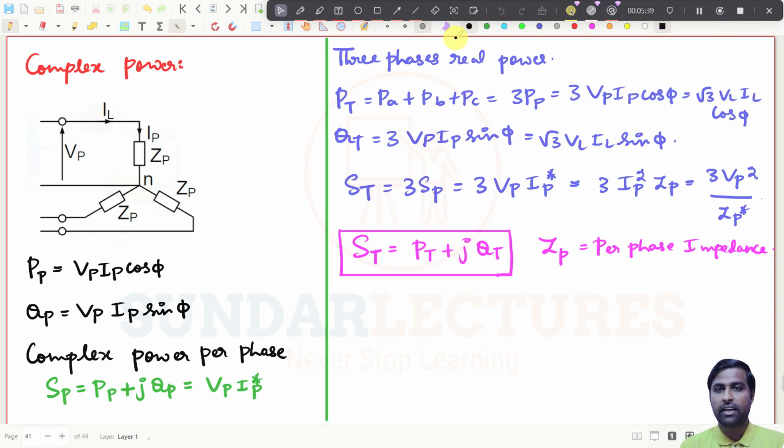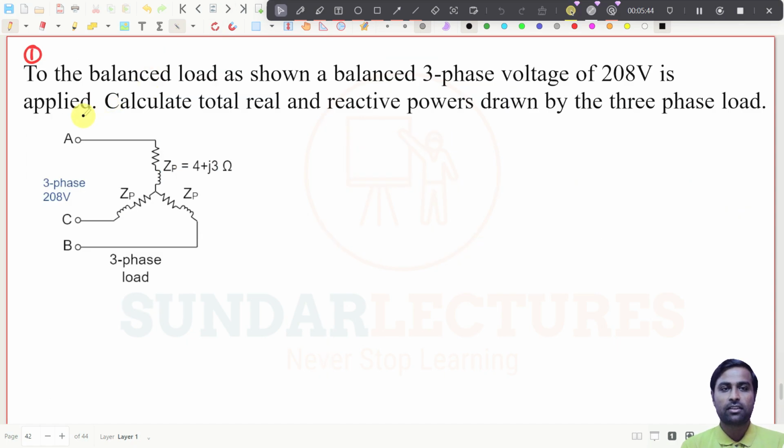We will take a numerical problem now so that you can easily understand. So this is the first problem. To the balanced load as shown, a balanced three-phase voltage of 208 volt, that is 208 volt between two lines, is applied. Calculate the total real power and reactive power drawn by the three-phase load. So they have given you what is ZP and everything. So you need to find the value of real power and the reactive power.